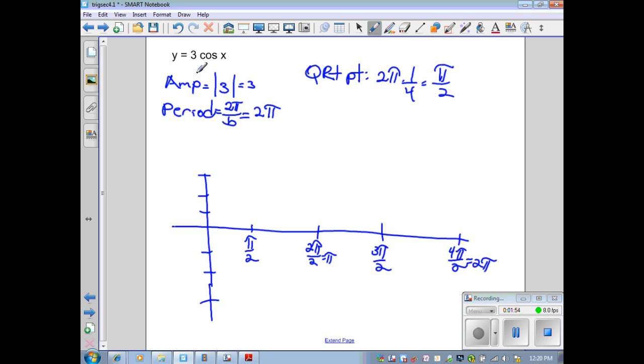But here my amplitude is 3. So I'm just going to start at 3 at 0 radians, and then repeat the process through my rotation of a period. So 3 to 0 to -3 to 0, and then back to 3. Then we just complete a smooth curve. And that is a representation of y equals 3 cosine x.